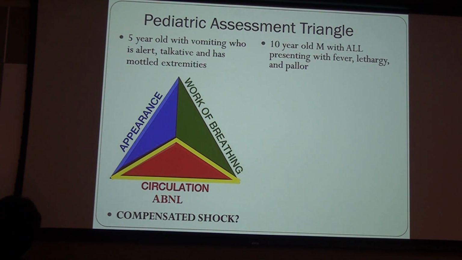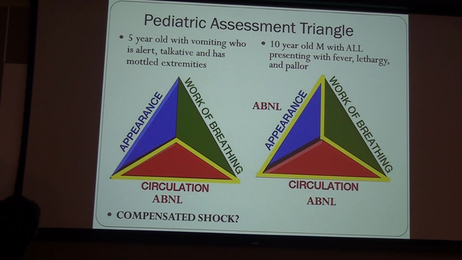So a 10-year-old with ALL who has fever, lethargy, and pallor. What's abnormal on the pediatric assessment triangle here? Appearance and circulation. Great. So this child, APLS would say, using the pediatric assessment triangle, from across the room, no vitals, you can say that this child is in decompensated shock until proven otherwise.